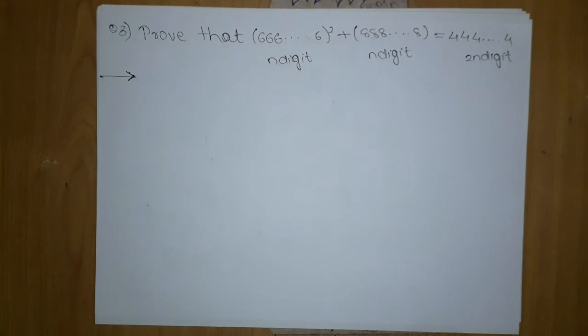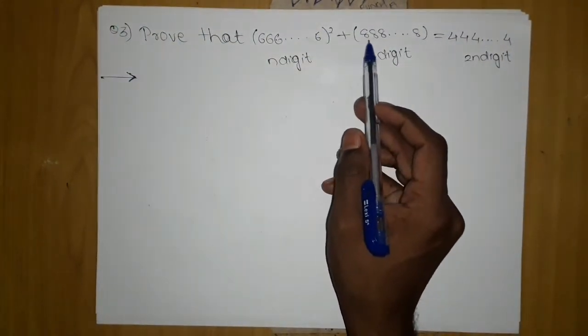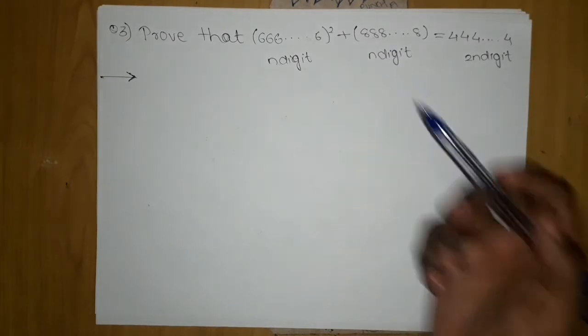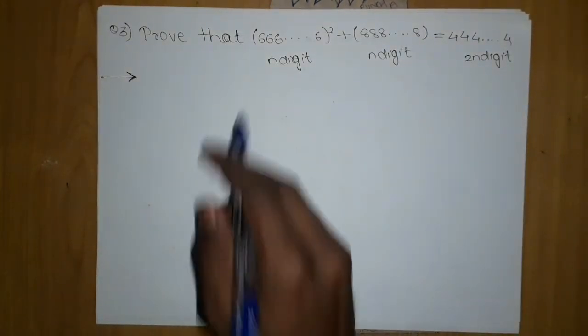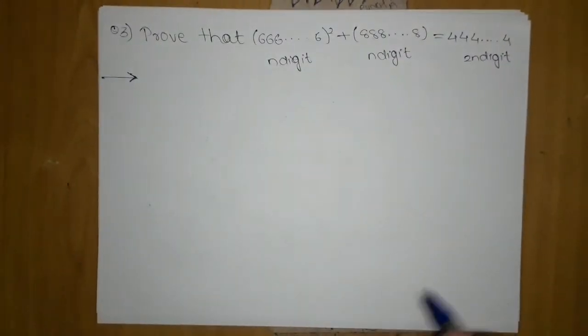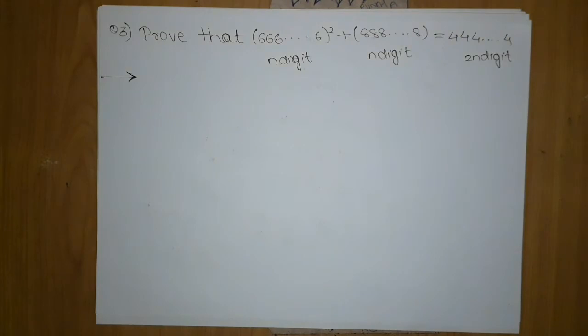6 till n digits, the whole square, plus 8 with n digits, and here 4 with 2n digits are there. We want to prove that it is equal to this. But now let's find the sum for each term, and then prove it.